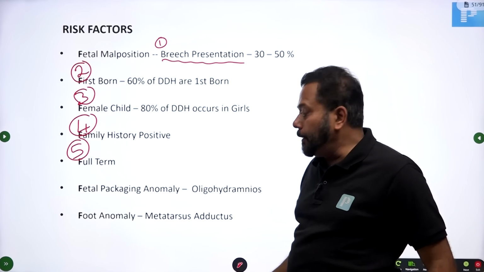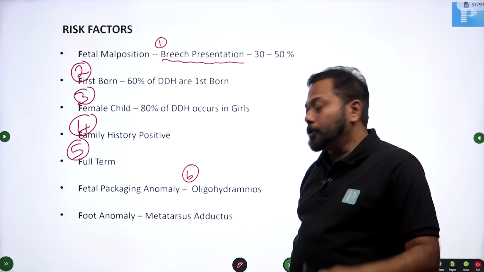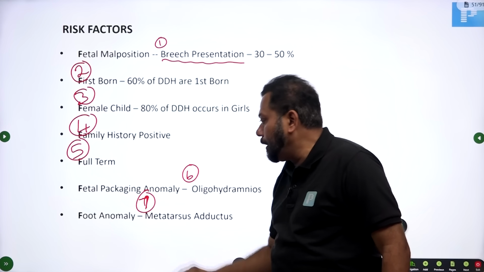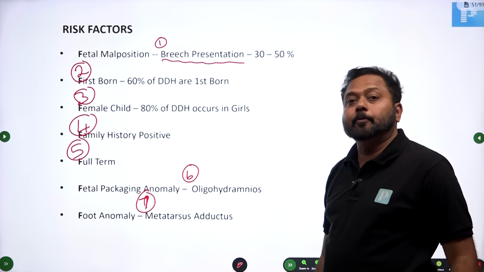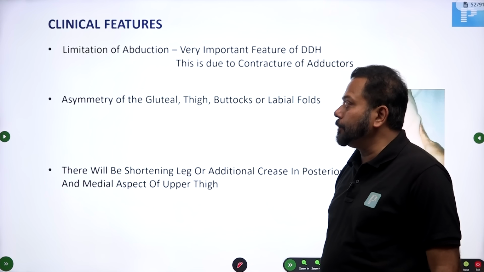Fetal packaging anomaly like oligohydramnios, and when it is associated with foot anomalies like metatarsus adductus. So, 7 predisposing factors, a repeatedly asked area. Please focus your full attention.